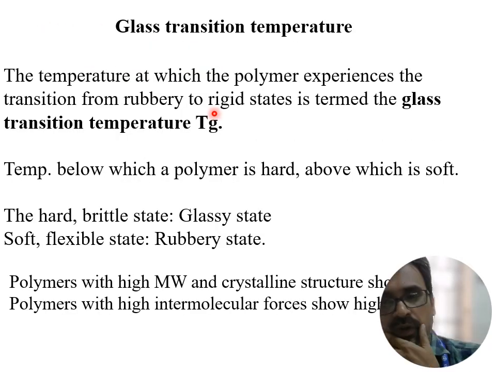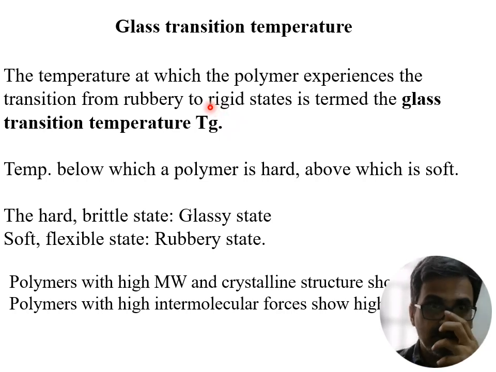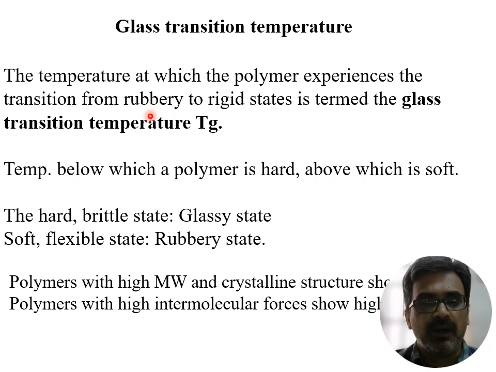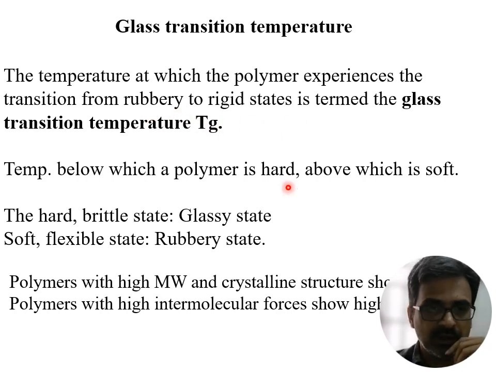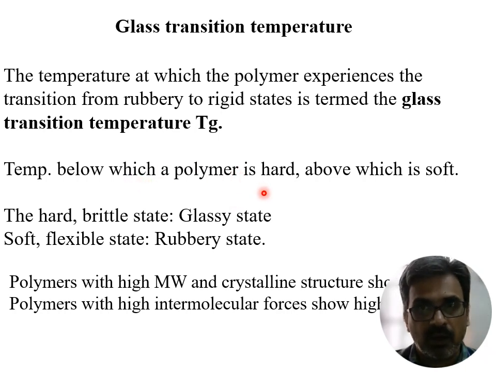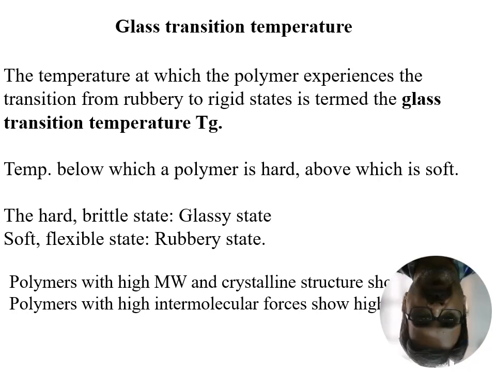Another very important attribute is the glass transition temperature, where the polymer experiences a transition from a rubbery to a rigid state. Below the glass transition temperature, it becomes hard, above which it is soft. So the hard brittle state is the glassy state and the soft flexible state is the rubbery state. Polymers with high molecular weight, and also crystallinity, play an important role in the glass transition temperature.